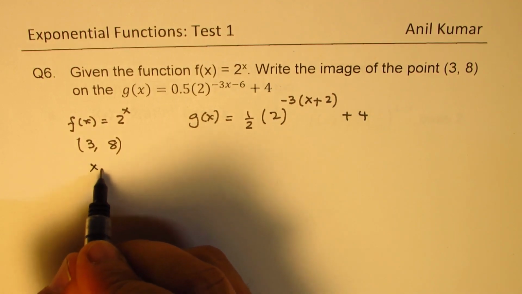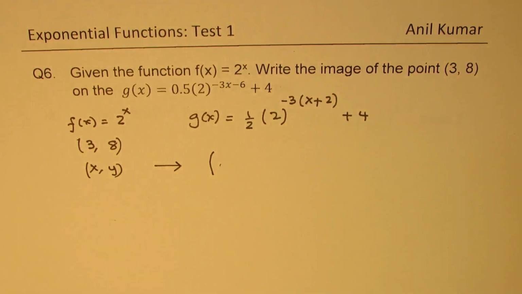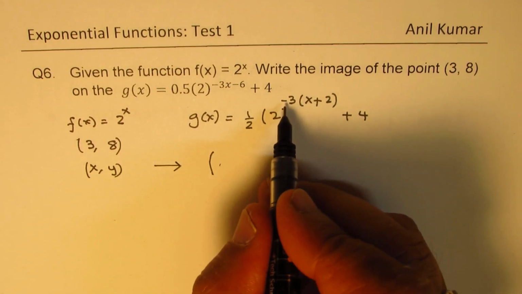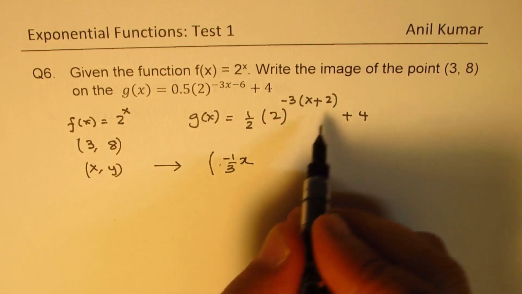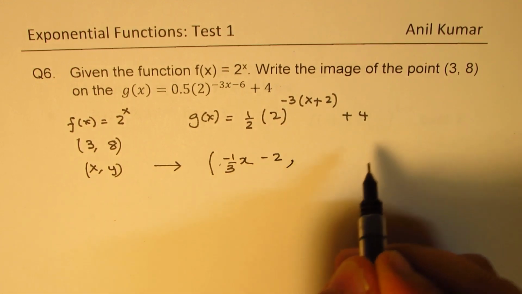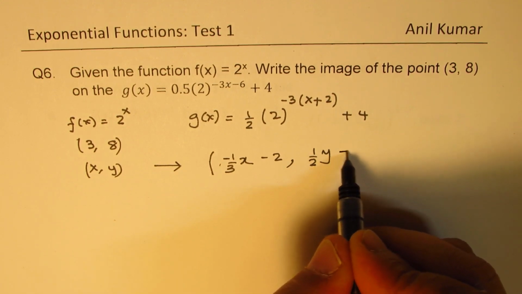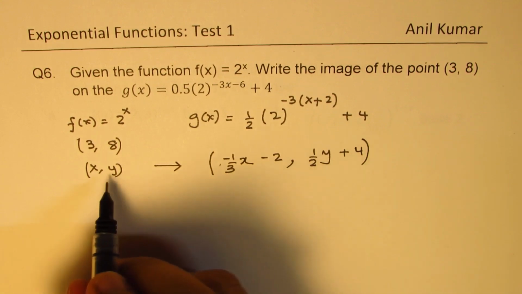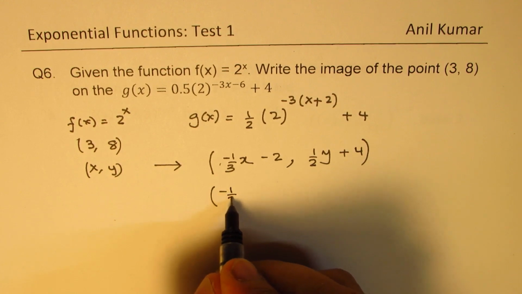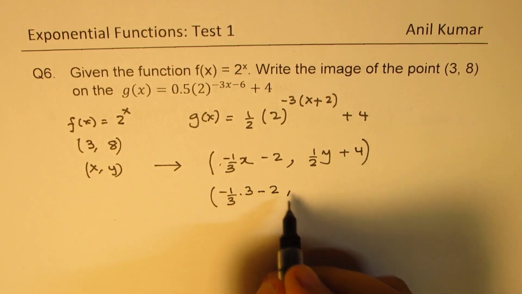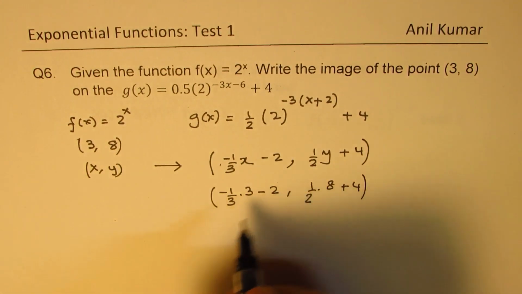So any coordinate x and y on the function gets transformed to what? Write this first. The x value will get multiplied by minus 1 over 3. That is what happens to the x value, and then you take away 2. As far as the y value is concerned, it gets multiplied by half the original y value, and then you add 4. So we have 3 and 8. If I substitute this with 3, I get minus 1 over 3 times 3 minus 2, and we get half of 8 plus 4. Correct? Do you see the calculations?